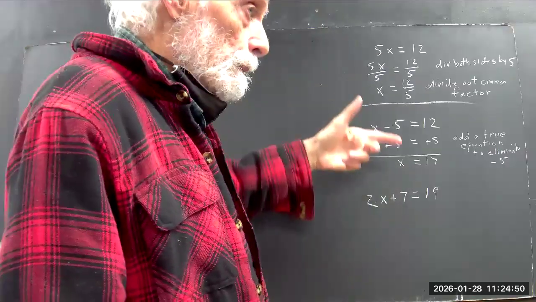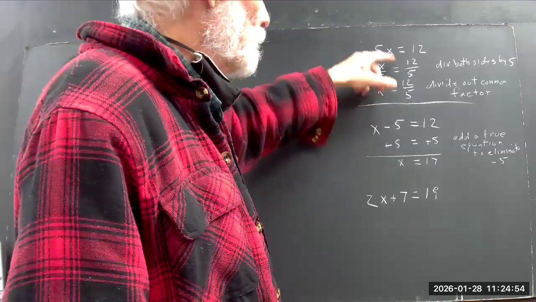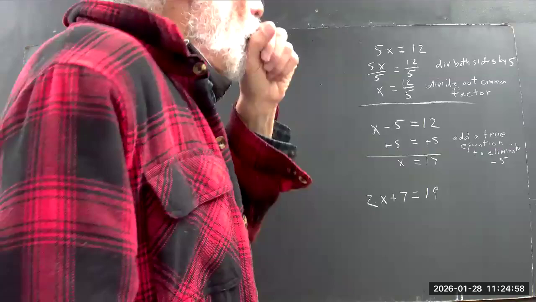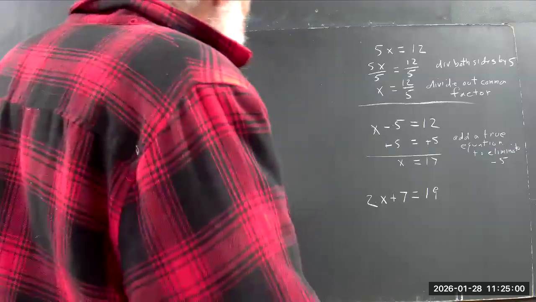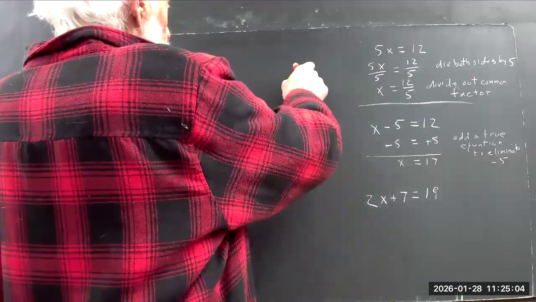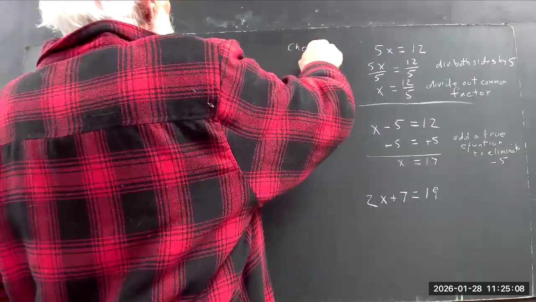Now, we can check our first solution. We plug in 12 fifths for x. We get 5 times 12 fifths equals 12. And it's worth doing that off to the side here. Check.